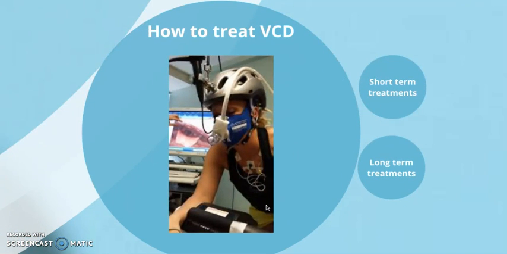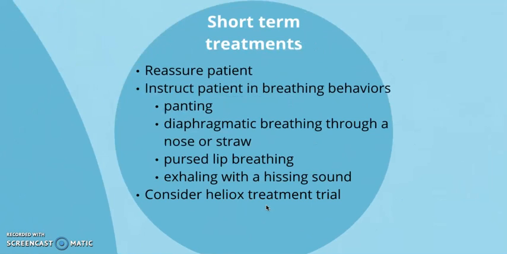As far as treating vocal cord dysfunction, there are short-term treatments and there are long-term treatments. For short-term treatments, in which patients are experiencing acute exacerbations, you can start by reassuring the patient and instructing the patient in specific breathing behaviors such as panting, and diaphragmatic breathing through the nose or a straw.